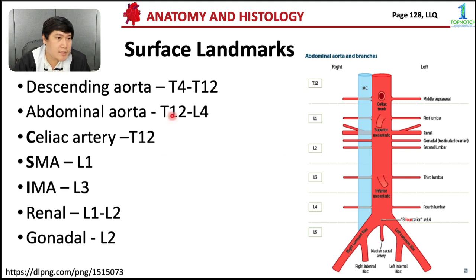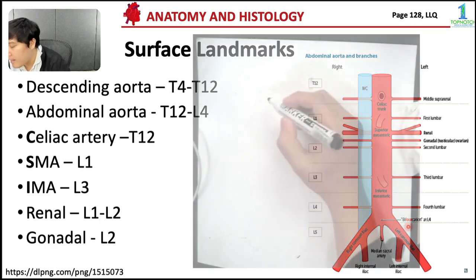Next, no? Descending aorta. Your descending aorta is at the level of T4 to T12. Okay? At the level of T12, papasok na siya ng aortic hiatus. Pagpasok niya doon, it will become the abdominal aorta. So, from T12, at the level of L4, it will bifurcate.